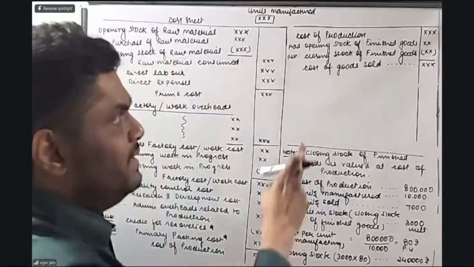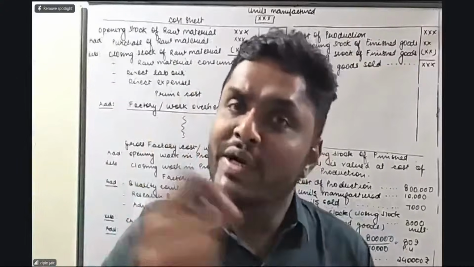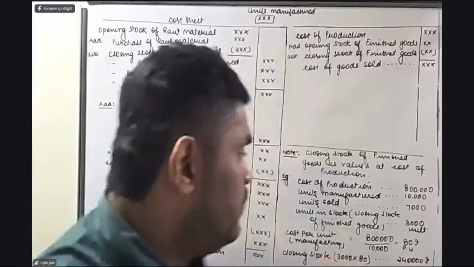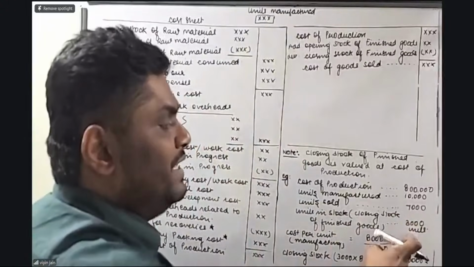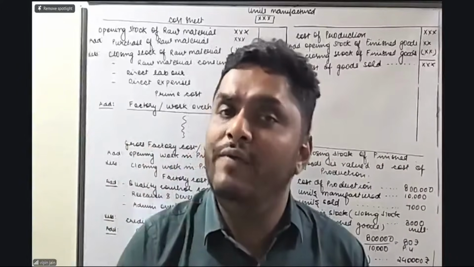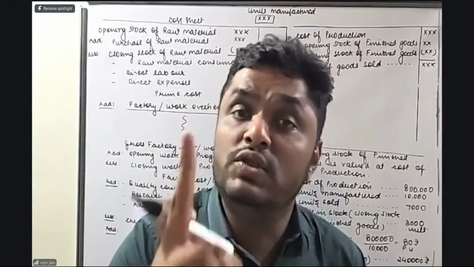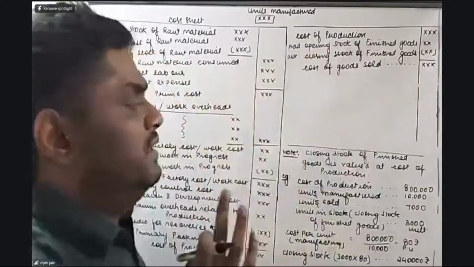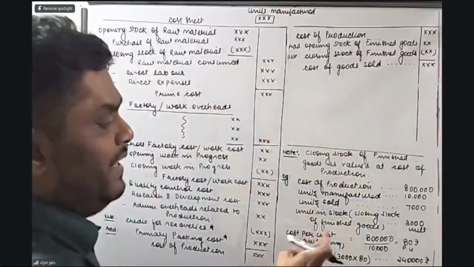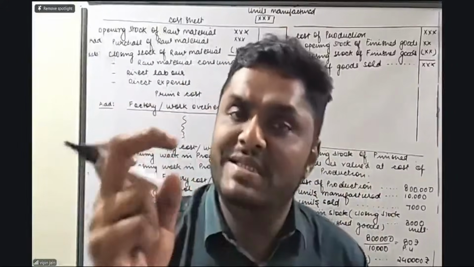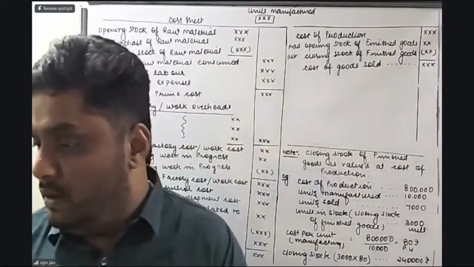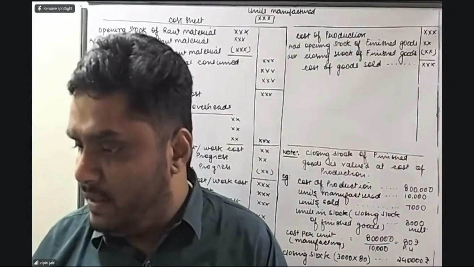So very simple, guys. Generally, in a question, units manufactured will be given. Units sold will be given. So we first have to find out the closing stock of finished goods, that is 3,000 units. Thereafter, we have to find the value of closing stock. Closing stock is valued at cost of production, that is the total cost divided by units manufactured. We will get the cost per unit. So 80 rupees is the cost per unit. So what will be the cost of 3,000 units? 2,40,000. Very good, everyone. Appreciate your efforts.